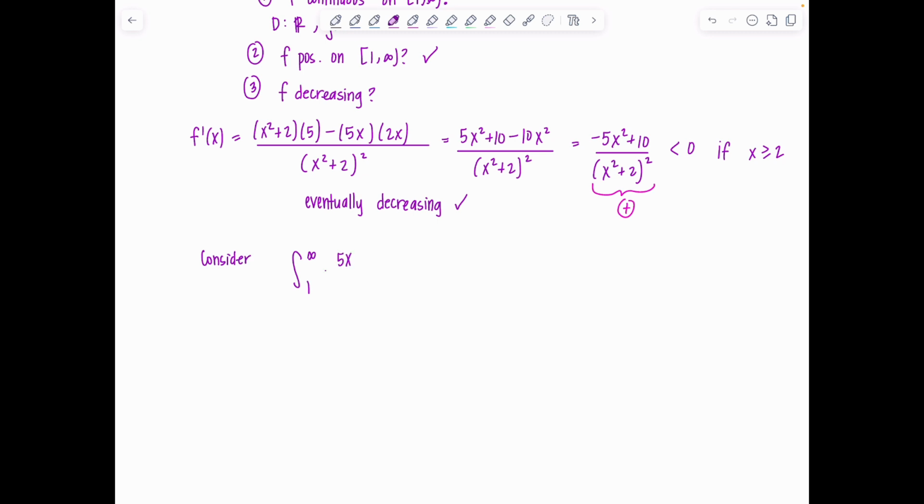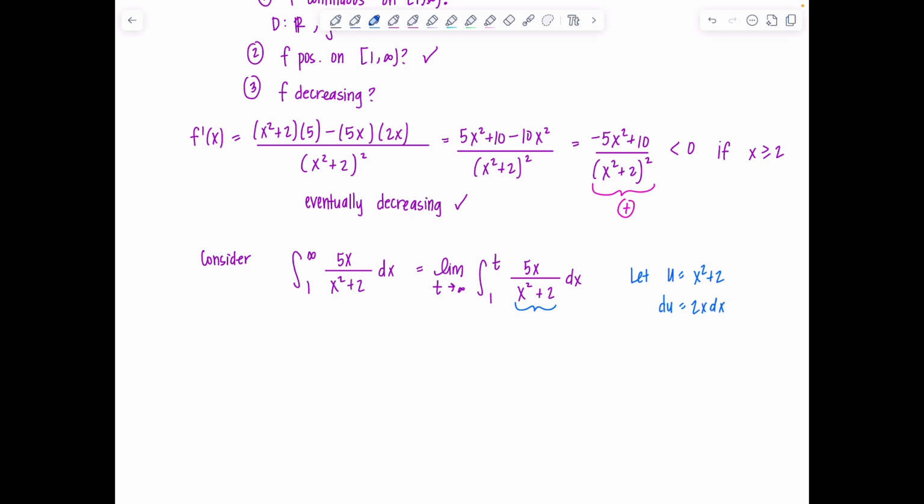So let's consider the integral from 1 to infinity of 5x over x squared plus 2 dx. First thing you've got to do, quick as a bunny, rewrite it as a limit. Limit as t goes to infinity, integral from 1 to t of 5x over x squared plus 2 dx. Now this integral, we can't just take the antiderivative. We have to do a cute little u-sub. So I'm going to let u be the denominator. Let u be x squared plus 2. Then du is 2x dx.